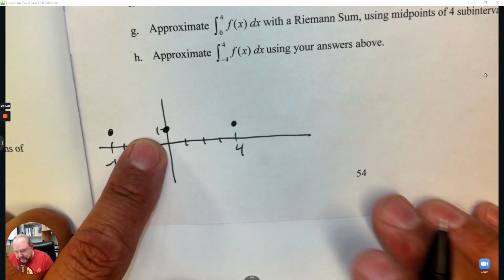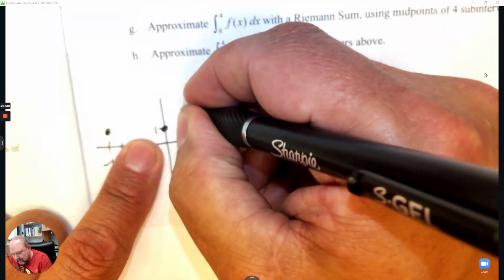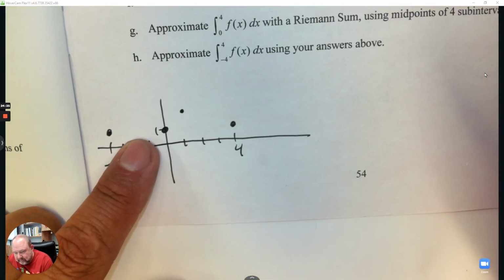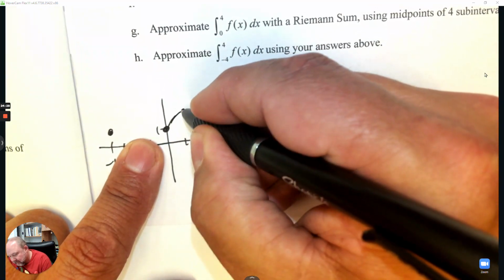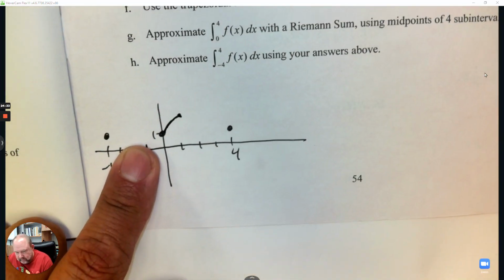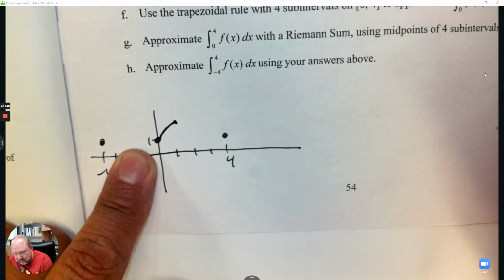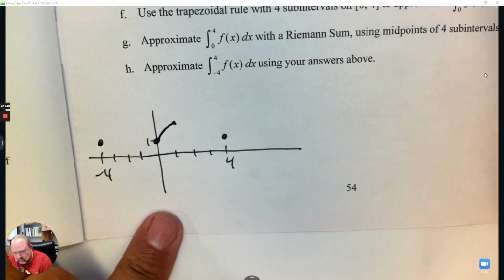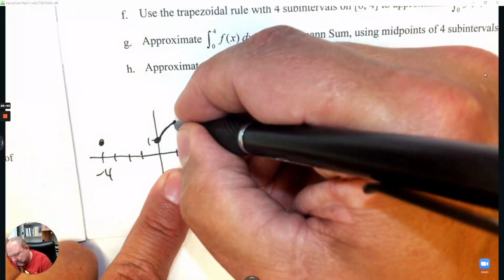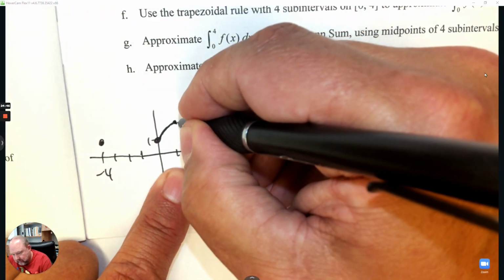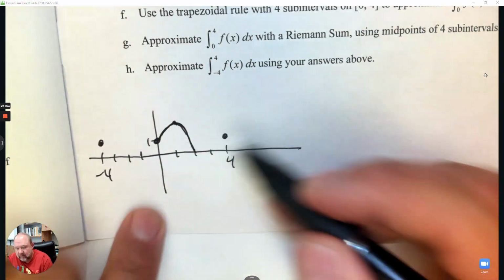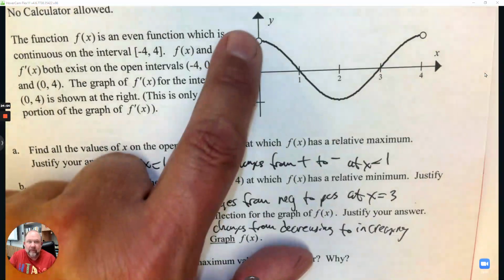So this function increases, and then at 1, because the derivative is decreasing, it's concave down. It continues to be concave down to 2. So this whole time it's decreasing.